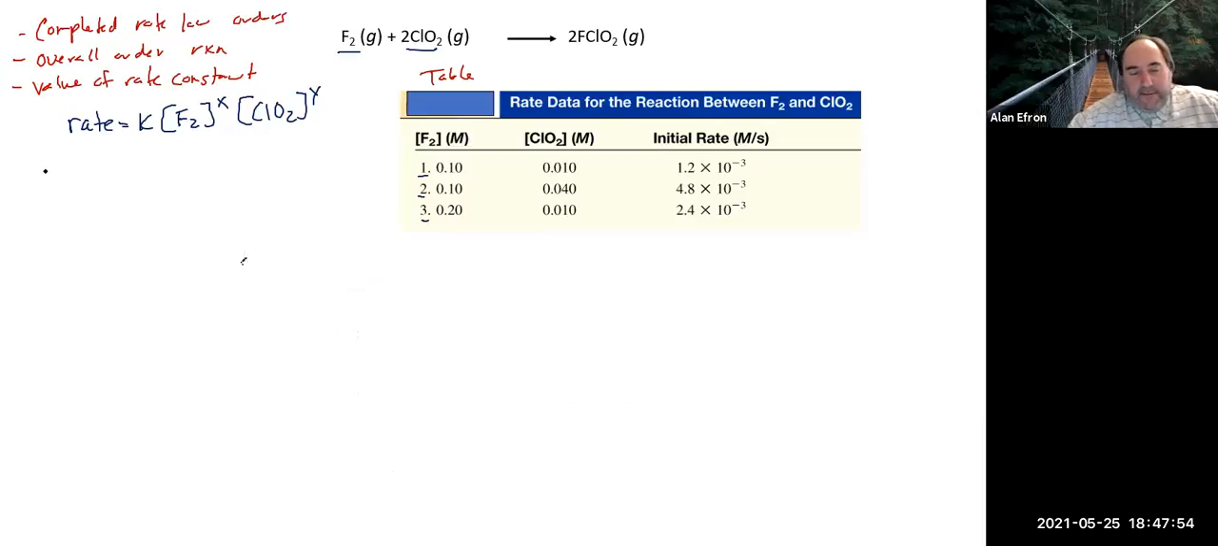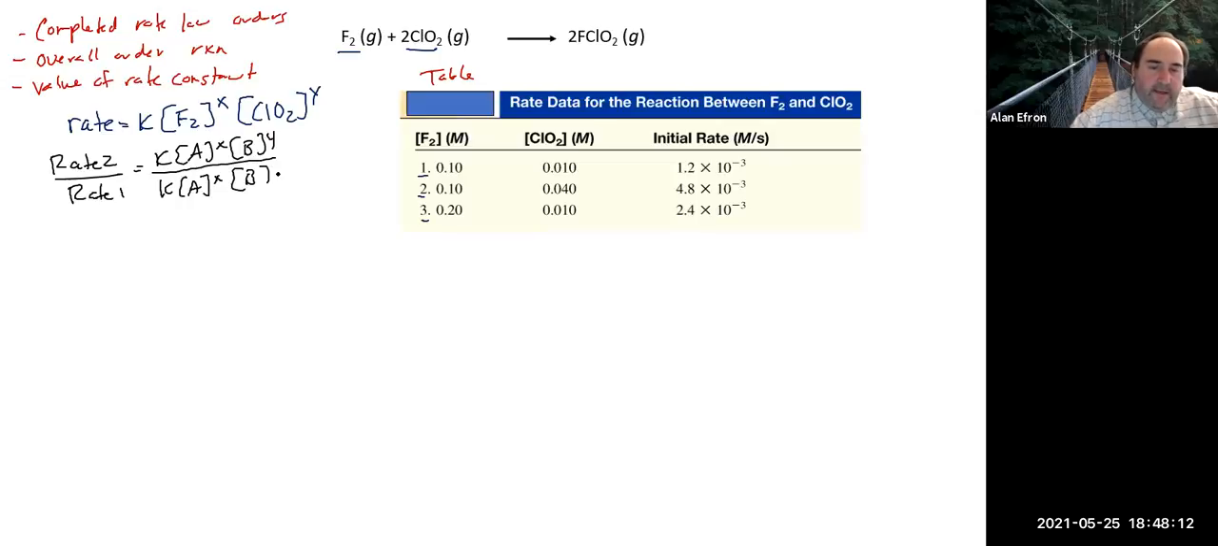So mathematically, you could use this equation that you sometimes see, which is rate 2 over rate 1 is equal to k[A]^x[B]^y divided by k[A]^x[B]^y. Now you may be asking, do I just go to the table and grab the first and second entry? That's not really what it means. It means that you should go to this table.